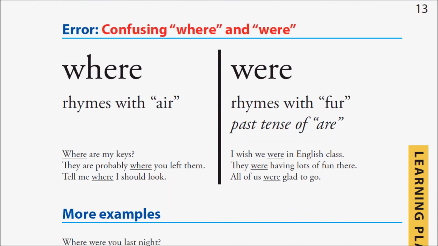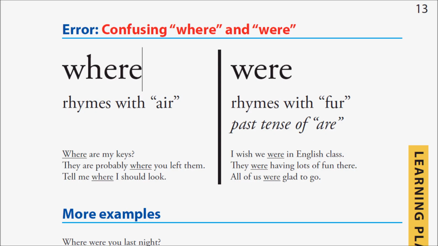This is another big confusion, which is the confusion between where and were. Where rhymes with air. Were rhymes with fur. And it's a really common thing. I see them all confused. Where are my keys? They're probably where you left them. Or I wish we were in English class. They were having lots of fun there.